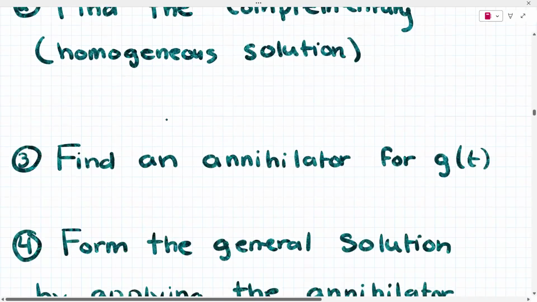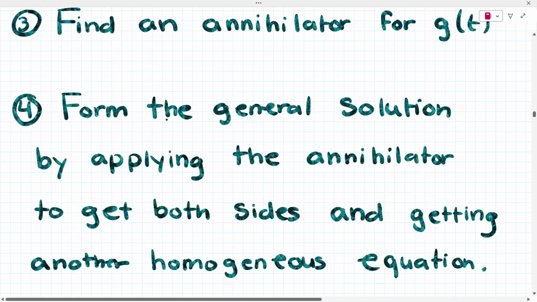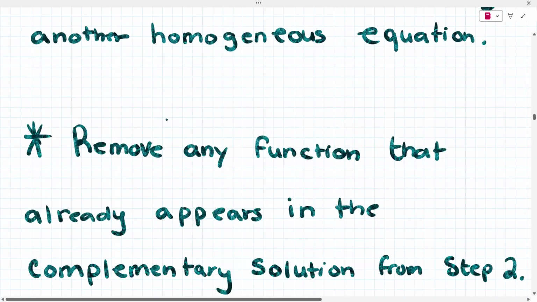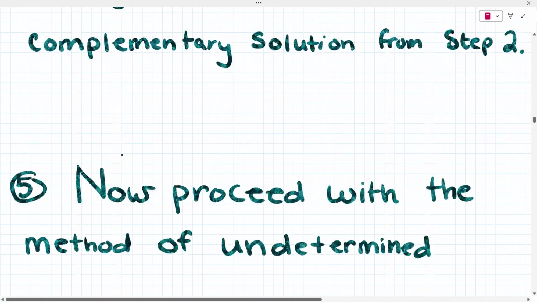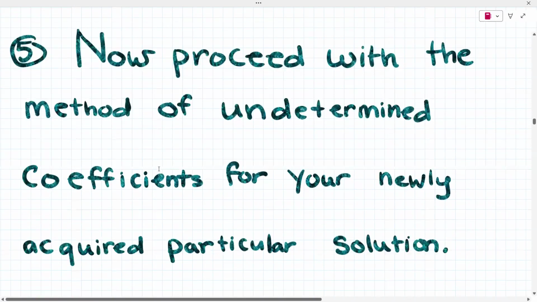Step 3, find an annihilator for g(t). Step 4, form the general solution by applying the annihilator to both sides and getting another homogeneous equation. Also, a very important note: remove any function that already appears in the complementary solution from step 2. Step 5 says now proceed with the method of undetermined coefficients for your newly acquired particular solution.